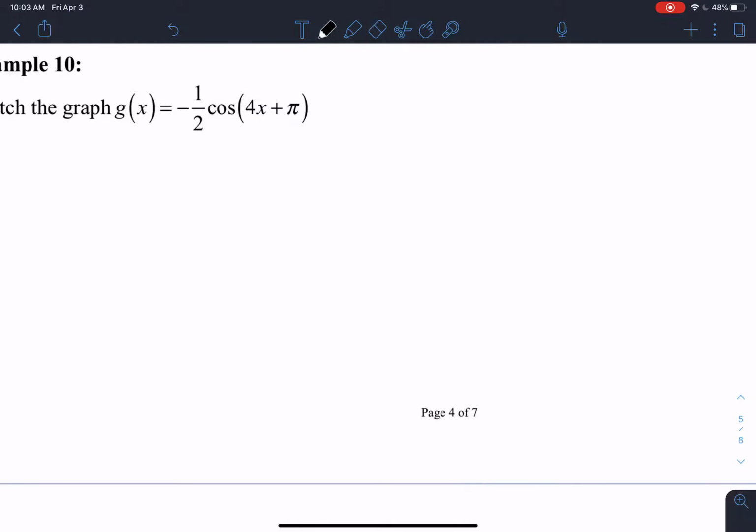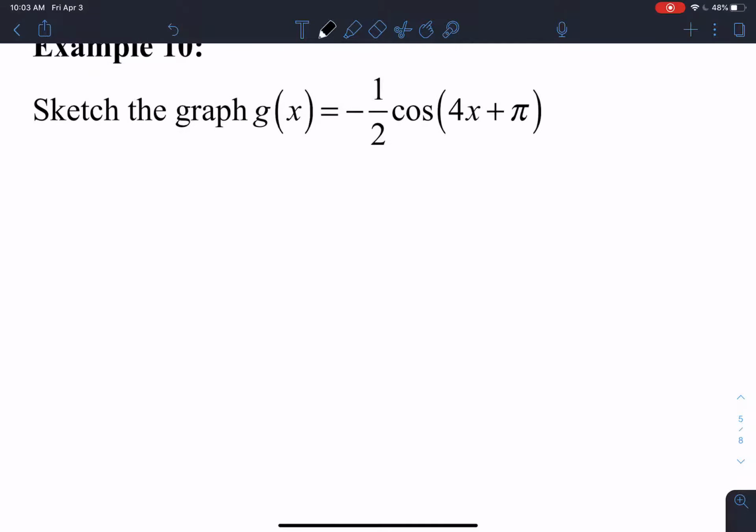All right, so for number 10, okay, we have a little bit of work to do ahead of time. So we want to put it in standard form, right? So I'm going to take out the 4. So that's going to leave me with x plus, now pi divided by 4 is pi over 4.